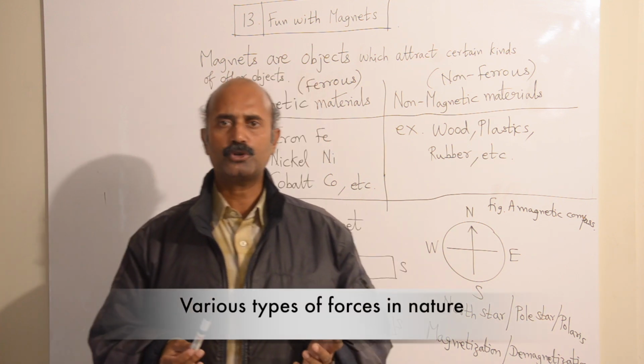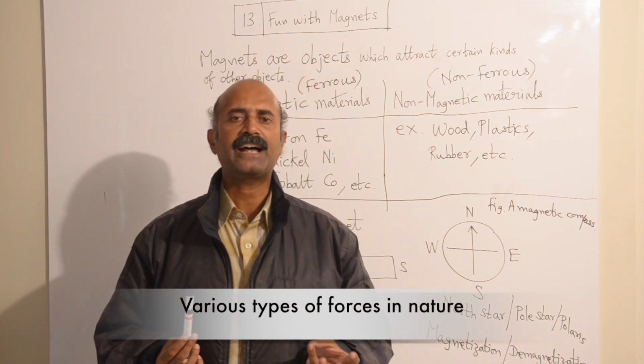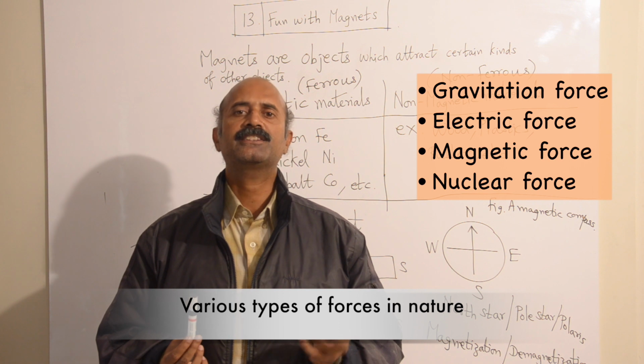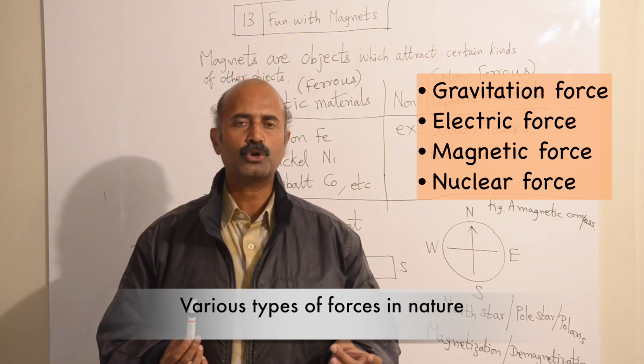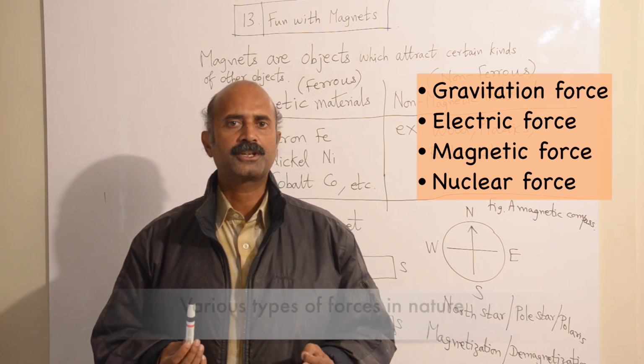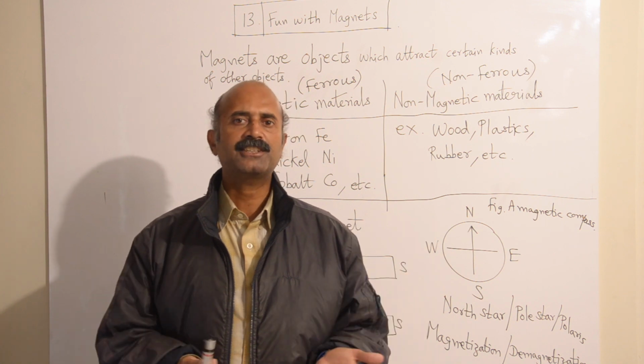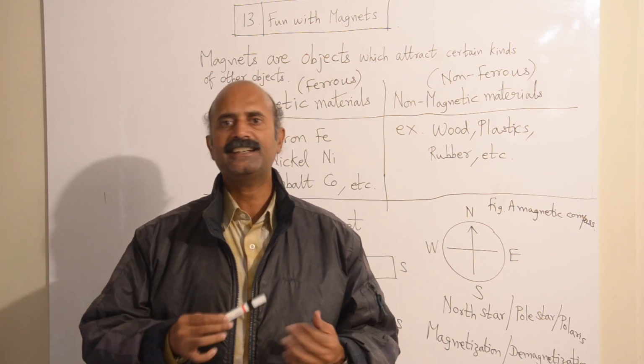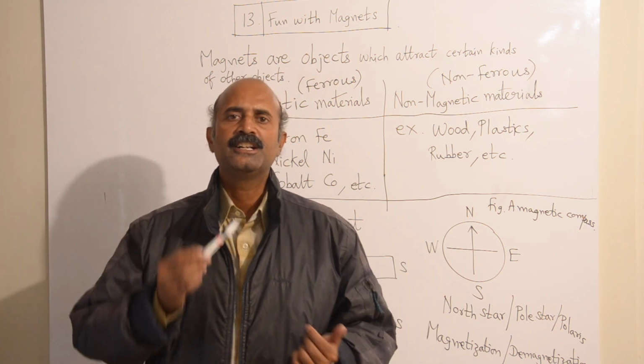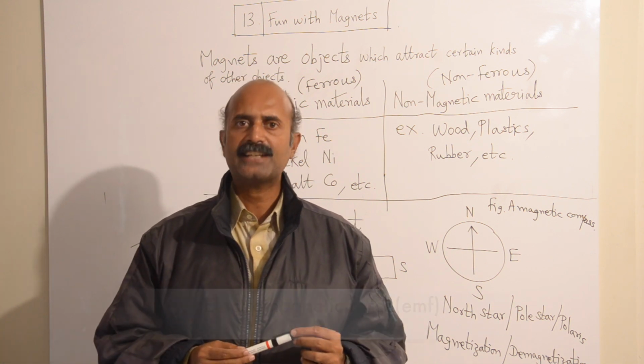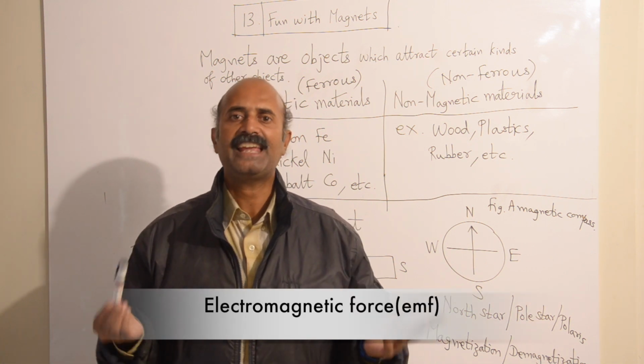There are only four forces in the universe. One is the force of gravity, gravitational force. One is the electric force. One is the magnetic force, and another one is the nuclear force. So wherever there is electricity, there is also magnetism. Electricity and magnetism always go together. So that's why they are sometimes known as the electromagnetic force, also known as the EMF force.